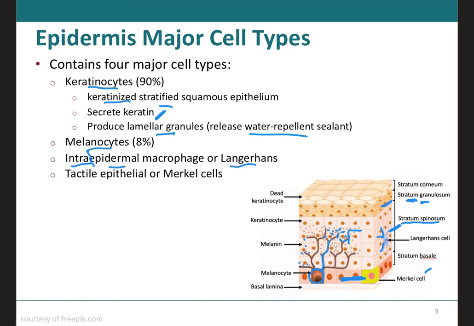One thing that I want you to notice from this image is that we're missing the stratum lucidum, meaning that this image is representing thin skin instead of thick, because the stratum lucidum is only present in thick skin.